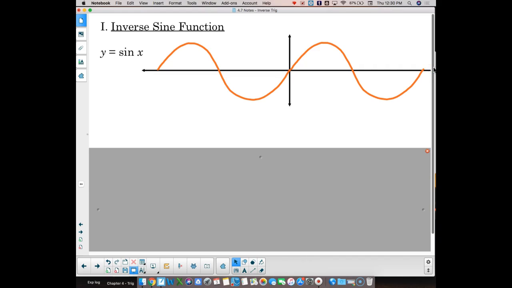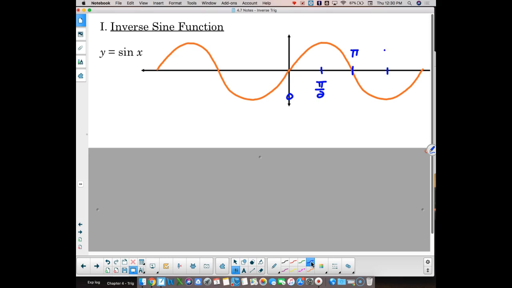Now let's put some labels in there too. So horizontally, this would be 0. This one would be pi over 2. Here, pi. Here, 3 pi over 2. And here, 2 pi. All right, let's go the other way. Here, negative pi over 2. Here, negative pi. Here, negative 3 pi over 2. And here, negative 2 pi. Oops, I've got to move my 0. Here, positive 1.